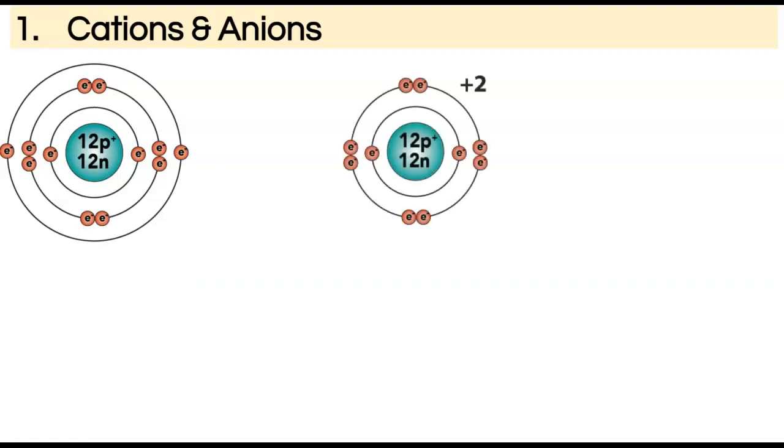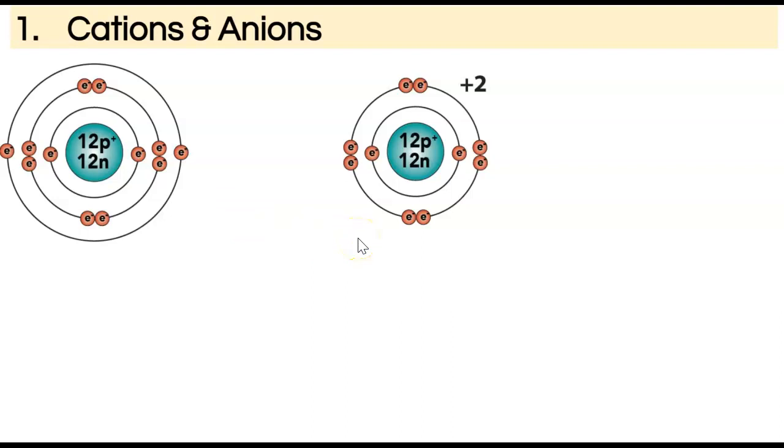Okay, and so let's take a look at the difference between these. Well, is this guy stable? Hopefully you said no. Why is it not stable? Well, it's got these 2 electrons in its outer shell. It does not want those. And its options are to gain 6 more or to lose 2.